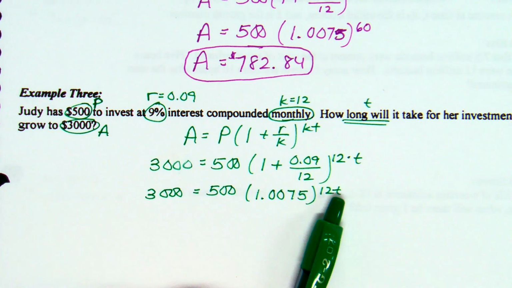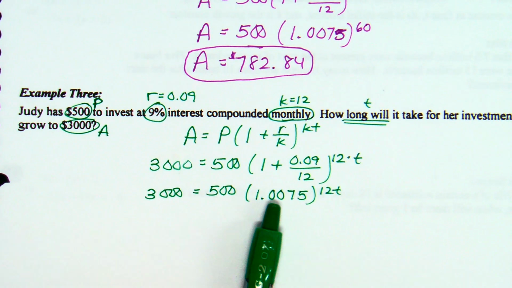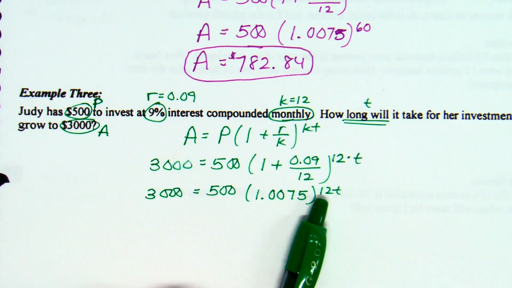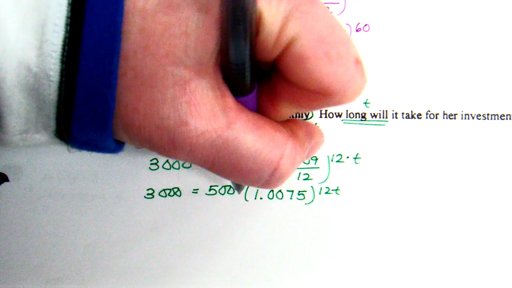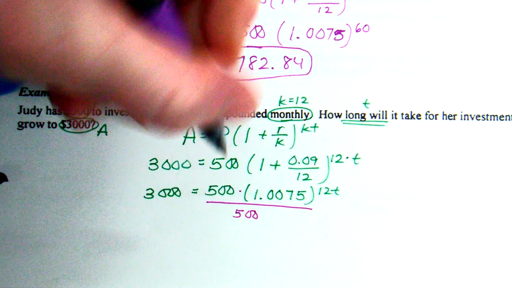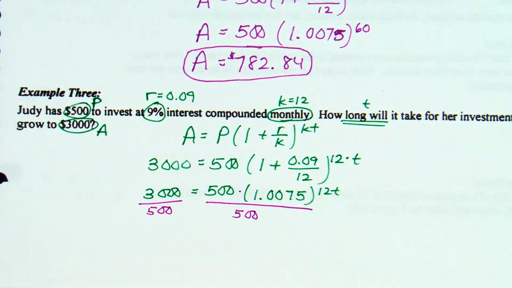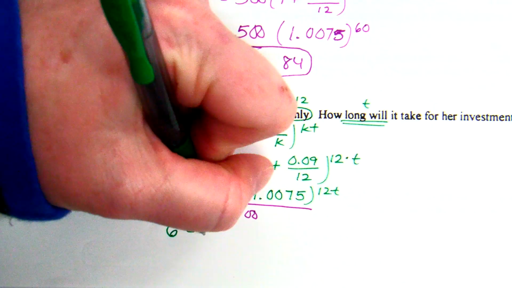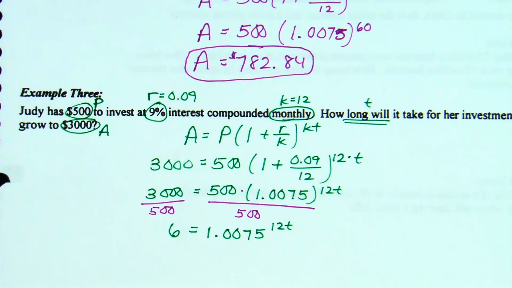So in that case, what is that T on? That 12T is on the 1.0075. So let's isolate 1.0075 raised to the 12T. In order to move the 500, if it's 500 times all of that, we want to divide by 500. If we divide one side by 500, we divide the other side by 500. 3,000 divided by 500 is 6. On the other side, the 500s will cancel. And I have 1.0075 raised to the 12t.